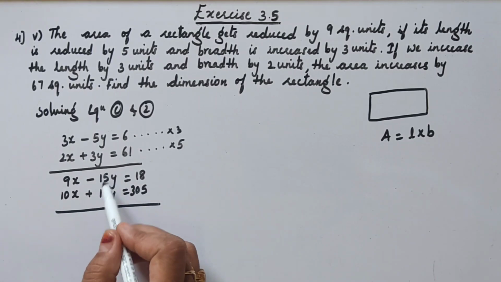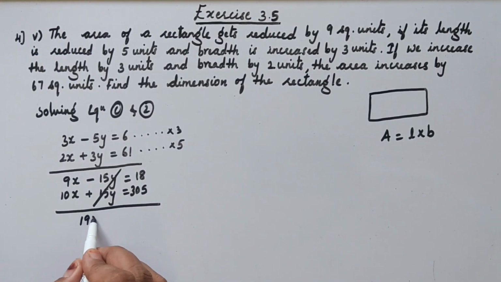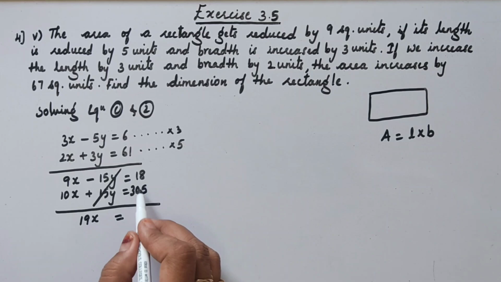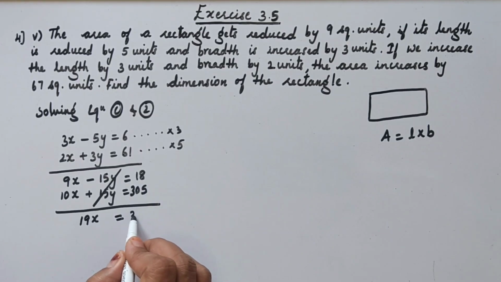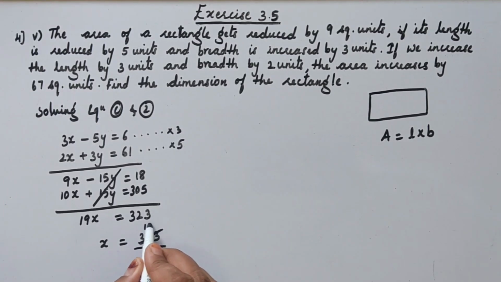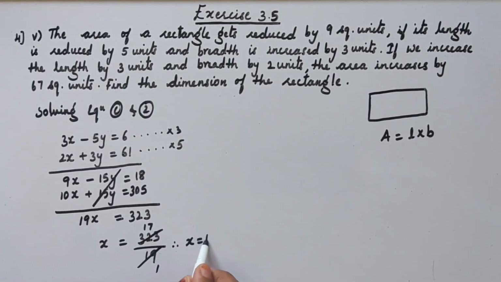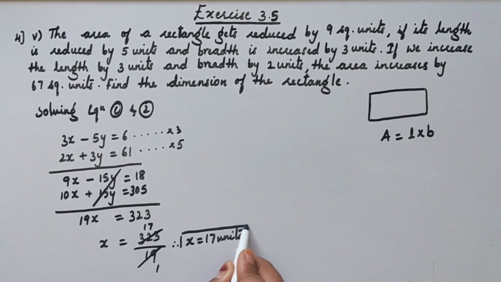Now see, we have got opposite signs, directly I can cancel. When I add these both, I am going to get 19x equal to 323, students. So x equal to 323 upon 19. 19 ones are 19, 19 ones are 19. So 13 is the remainder, 133. 133 means 7 19s are 133. Therefore x equal to 17 I got. 17 units.